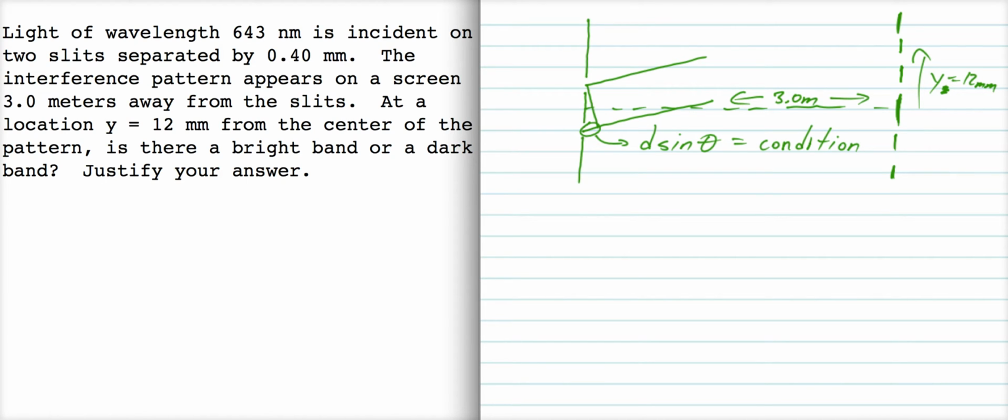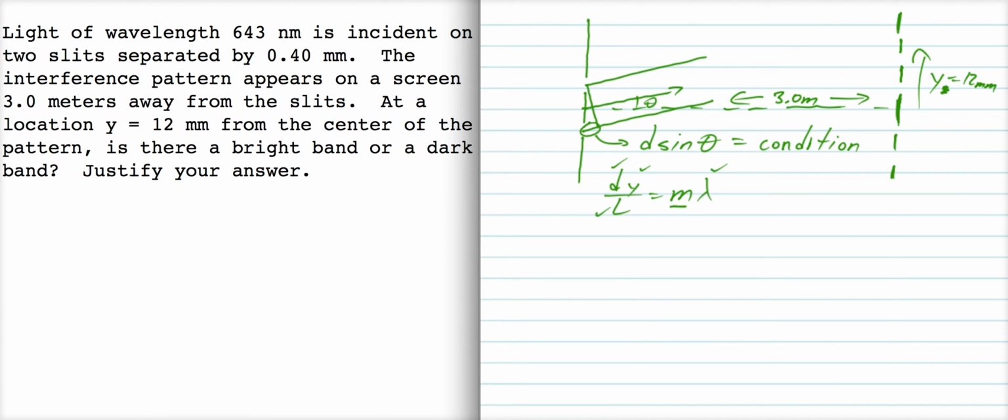Okay, so this angle theta that this light goes off at, we can say that's dy over L. That's going to equal our condition. I'm going to set the condition equal to m lambda, and I'm going to solve for m. Here's my thinking, right? I know d, I know y, I know L, and I know lambda.